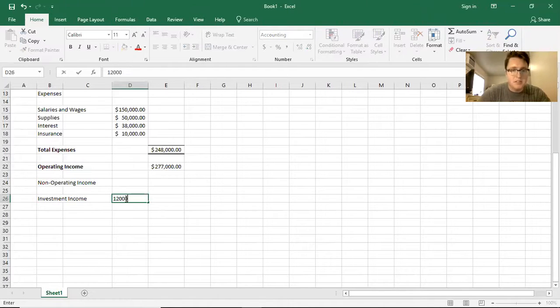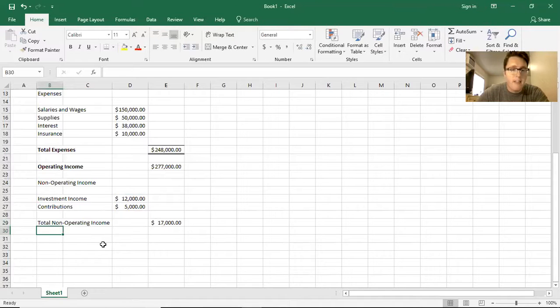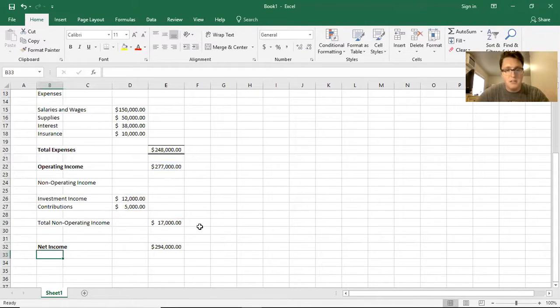So let's say that we made $12,000. And then contributions as well are another one that you'll find here, a non-operating income. Let's say that somebody gave us $5,000. So then you'll have an item for total non-operating income, which is going to be just all of your items there. And finally, the bottom line is our net income. And that's going to be our operating income plus total non-operating income. So our net income is $294,000.